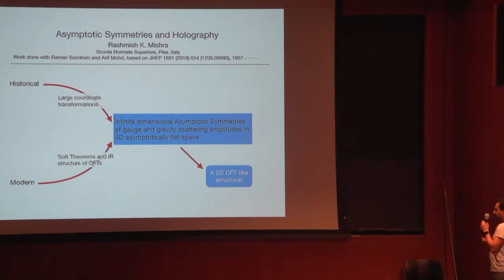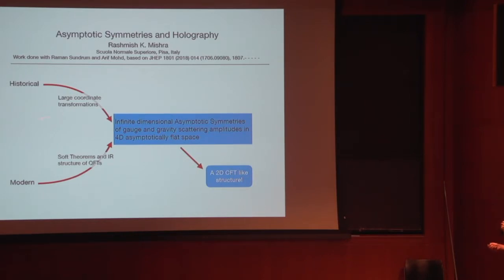In the process, given the name BMS symmetries, it was found that you didn't just get, for example, translations, but an infinite set of them called supertranslations, and later people found superrotations and so on. The modern understanding of these things comes from the soft theorems, which are universal features in quantum field theories, and the IR structure of scattering matrices. And because there are infinite dimensional symmetries, there's a 2D CFT-like structure seen at least in the context of massless particle scattering.